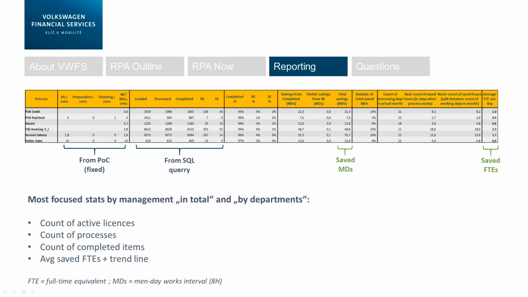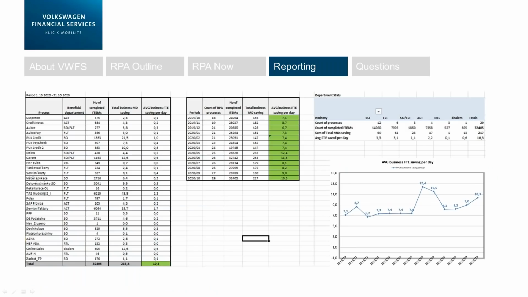The most focused statistics for management are the count of active licenses, count of processes, count of completed items, and of course, average saved FTEs plus a visual trend line. Sometimes when some process goes wrong, they are also interested in the relative count of system exceptions. To show an example, on the screen you can see a regular report structure for management in an Excel sheet. There are 3 levels of detailed information.